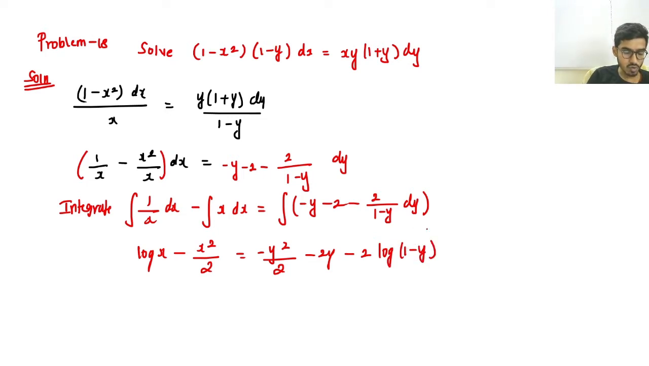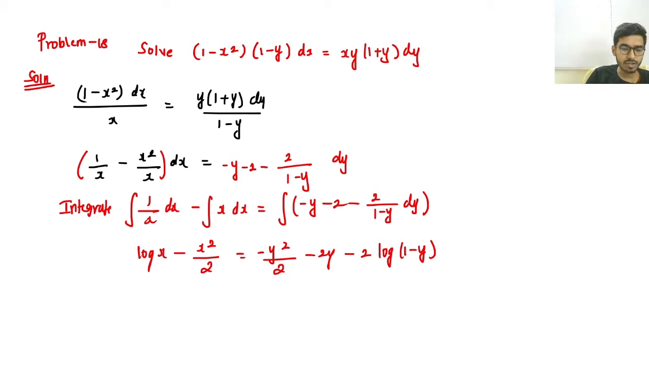So you just have to make sure that you write this y times 1 plus y divided by 1 minus y as minus y minus 2 times 1 minus y, so that your integration will be very easy when compared to that, right?